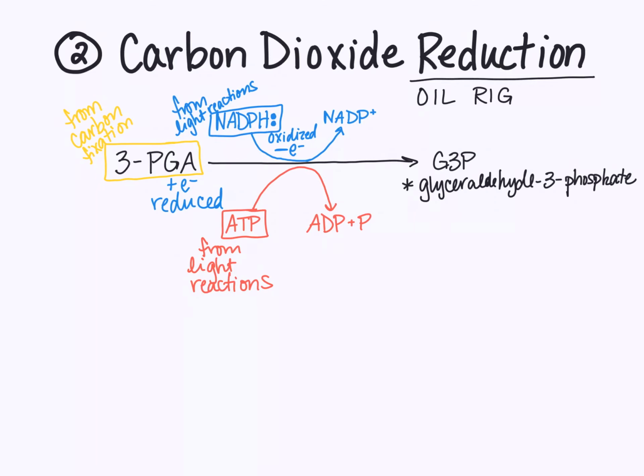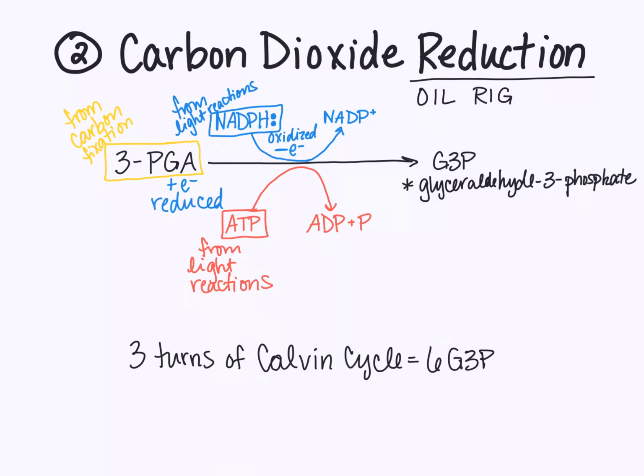Now, one molecule of G3P isn't very helpful to the plant. So the Calvin cycle actually has to happen 3 times in order to give us an amount of G3P that is really usable to the plant. So if we do 3 turns of the Calvin cycle, we end up producing 6 molecules of G3P. And these 6 molecules of G3P are important for the next steps of the Calvin cycle and for the ultimate production of carbohydrates.